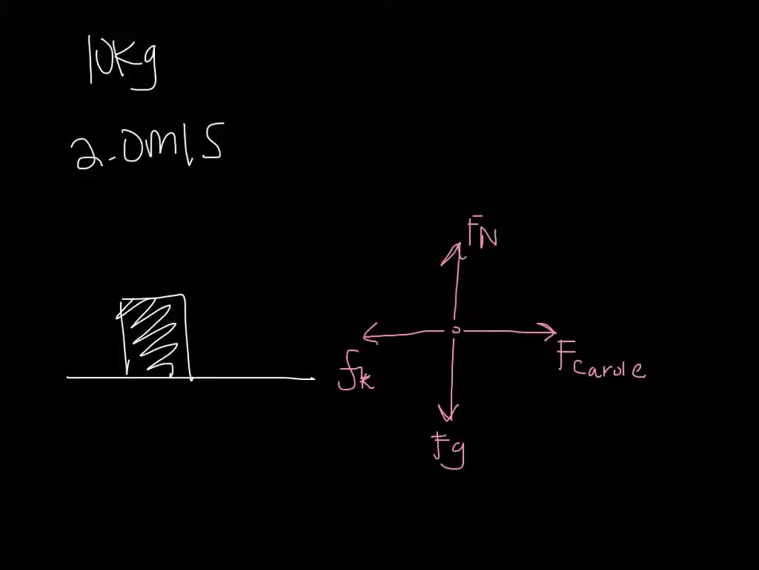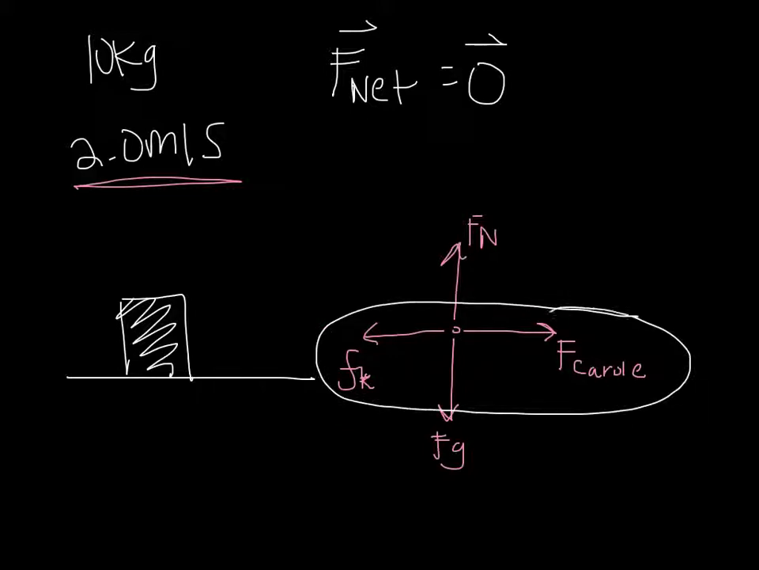So the problem tells us that the box is moving at a constant speed of 2 meters per second. So it is in what's called dynamic equilibrium. Therefore, the net force is equal to 0. Remember, these are vectors. So that means all of the vectors in the x direction are equal, and all of the vectors in the y direction are equal.